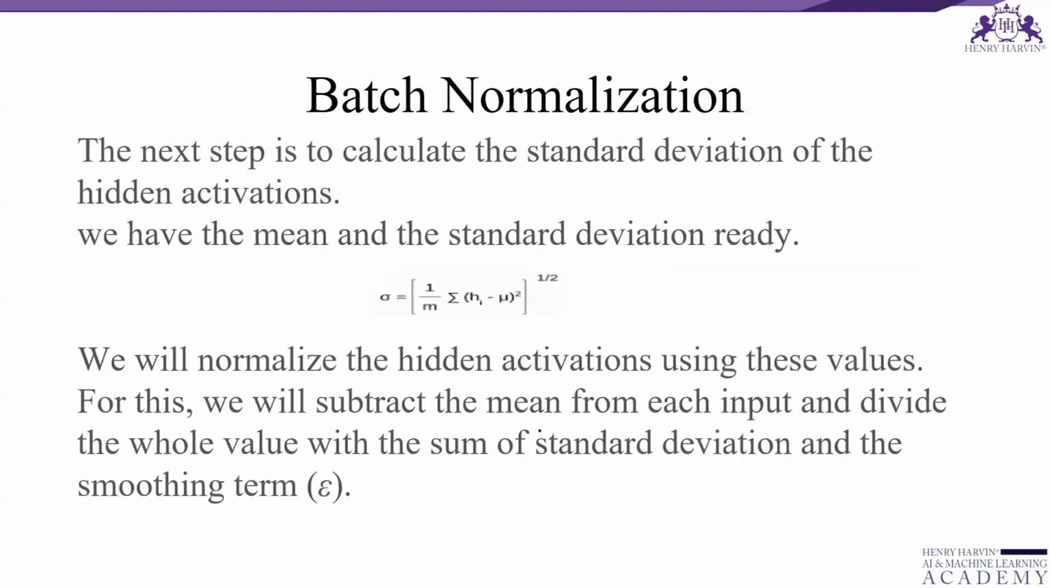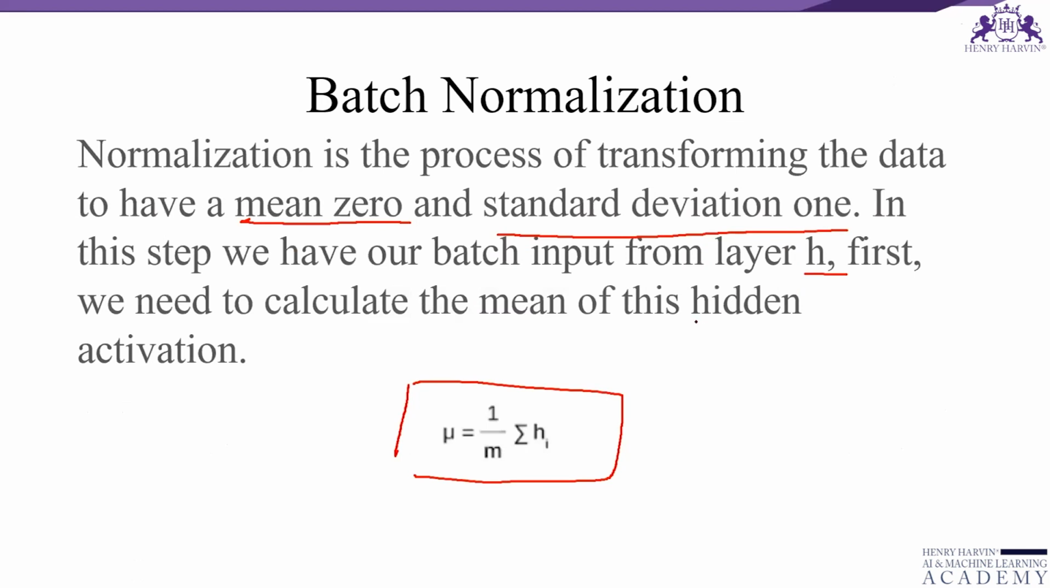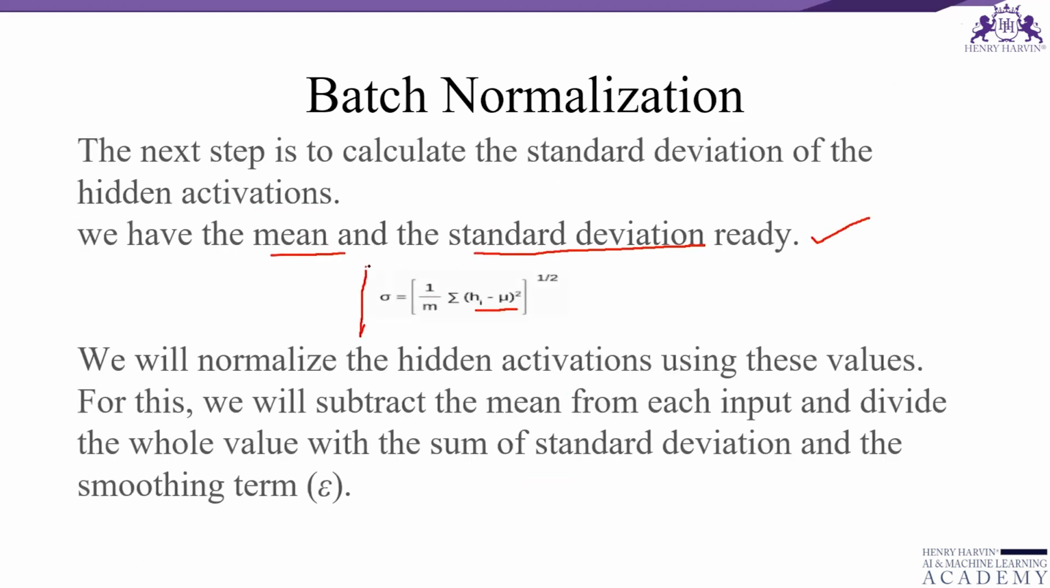The next step, once the mean has been calculated, is to calculate the standard deviation of the hidden activations. The mean is 1 by n summation of hi, and we already have it from the previous step. Now we are finding the standard deviation: sigma is equal to 1 by n summation of (hi minus mu) the whole squared. So this is done. Now, what is the next step? We will normalize the hidden activations using these values.